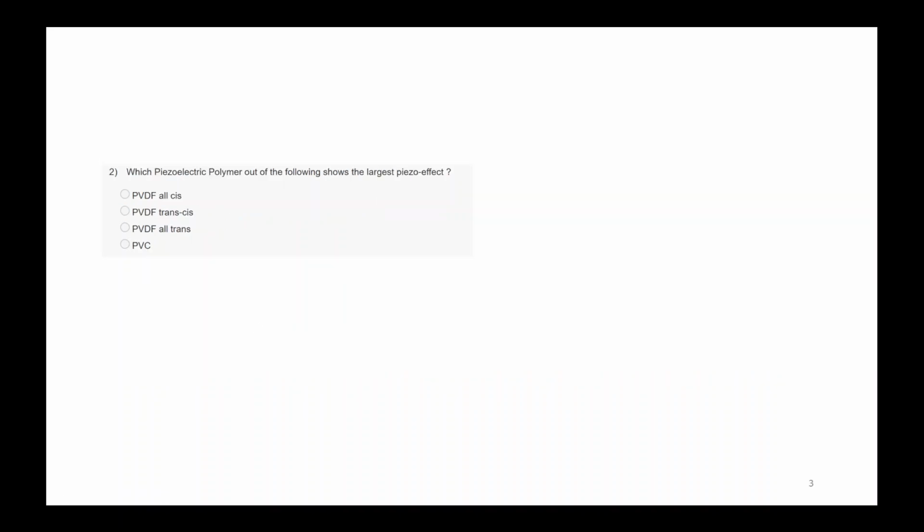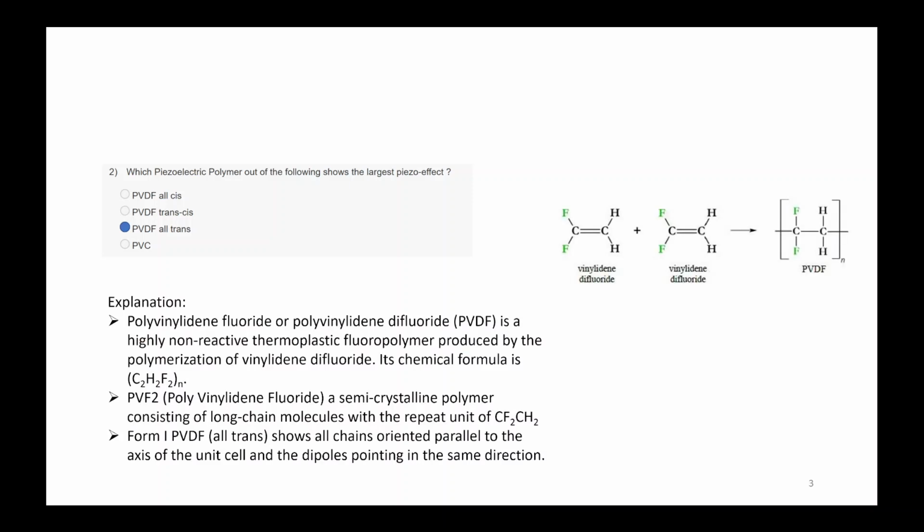Now the next question is, which piezoelectric polymer out of the following shows the largest piezo effect? Your options are PVDF all cis, PVDF trans cis, PVDF all trans, or PVC. Your answer will be C. So this is what PVDF looks like. Its monomer is vinylidene difluoride.